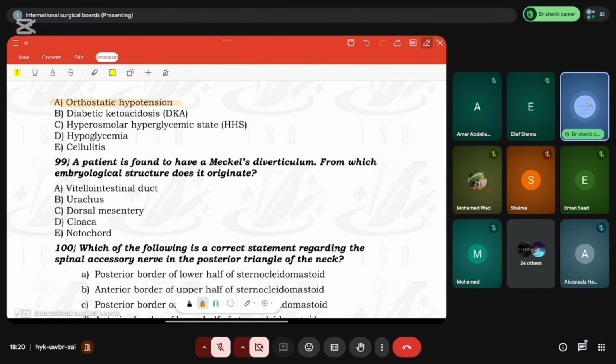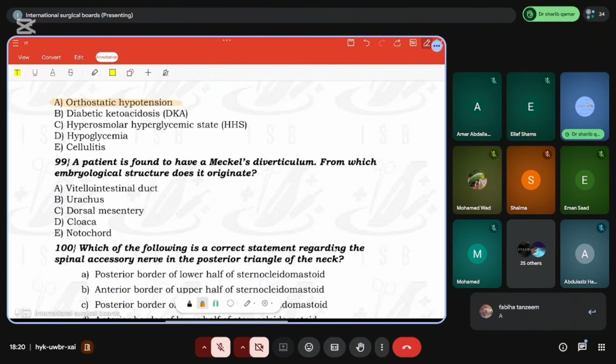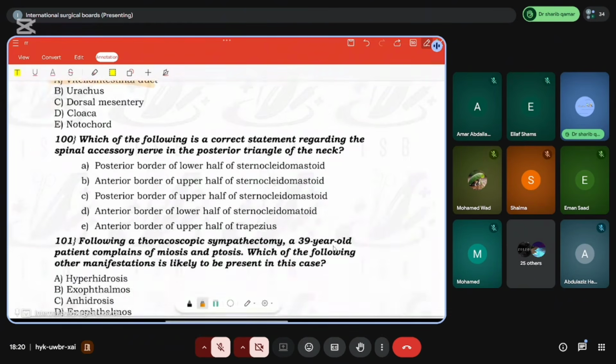The patient is found to have Meckel's diverticulum. Which of the following embryological structures? That's the vitelline intestinal duct, and we can specifically say the proximal part of the vitelline intestinal duct. Yes, very excellent. We don't have to explain that. Let's see the next one.